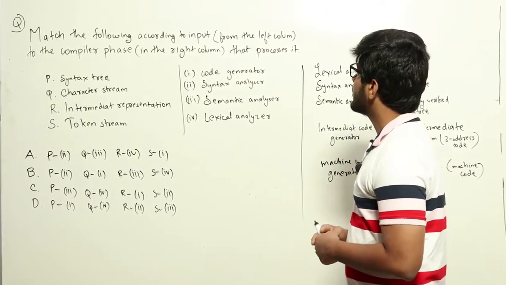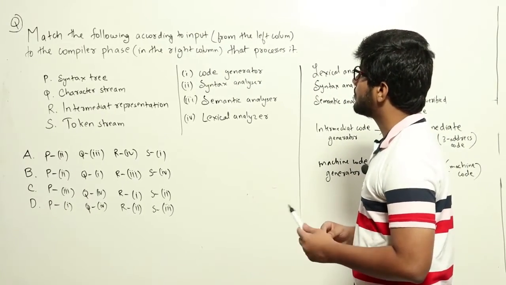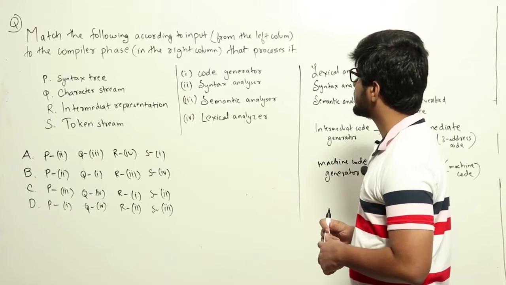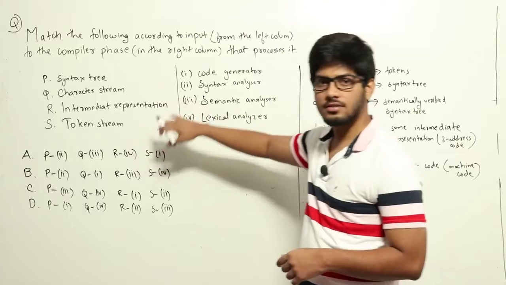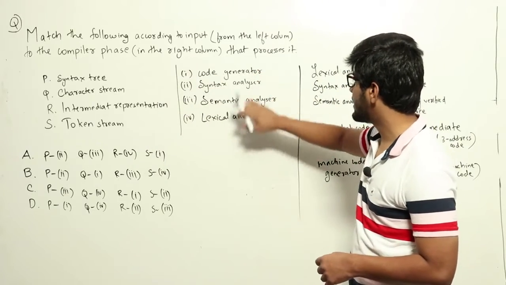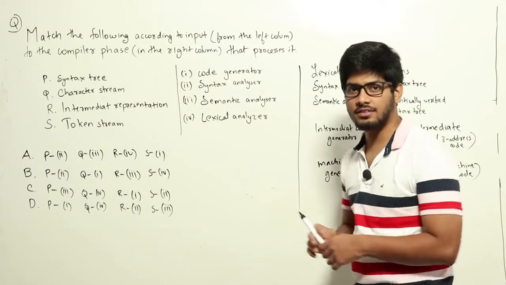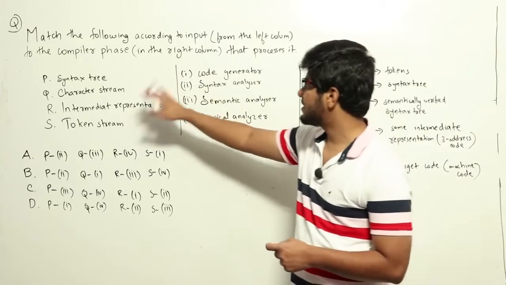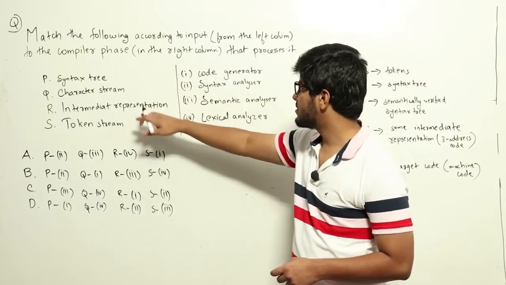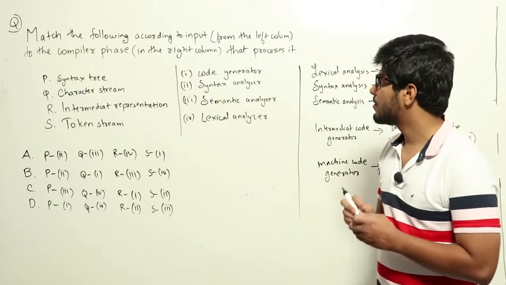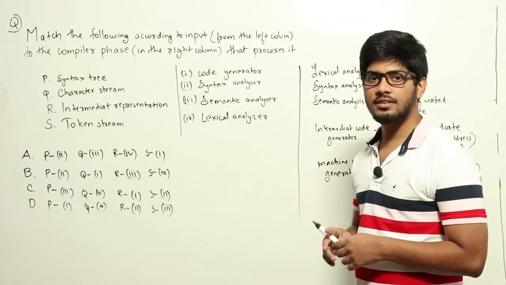Match the following according to input from the left column to the compiler phase in the right column that processes it. We have been given various representations of inputs, and on the right side we have been given 4 compiler phases, and they are asking us to match from the left column to the right column depending on what is the input to this compiler phase. So this is a question from compiler design.